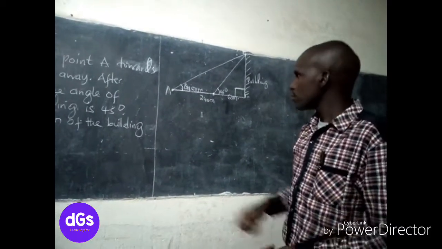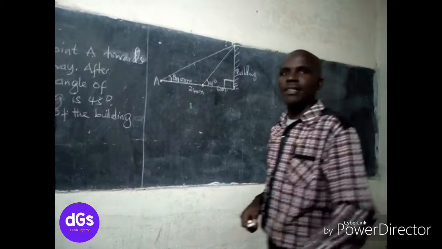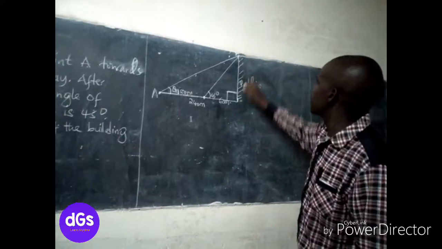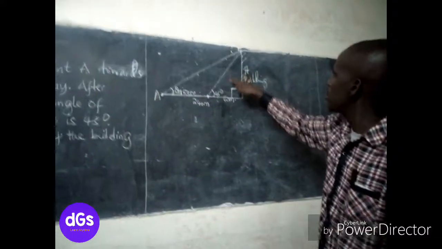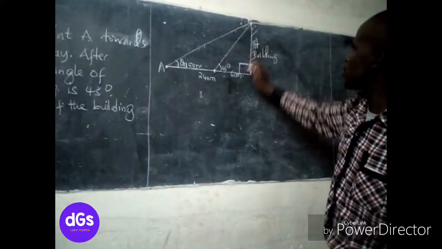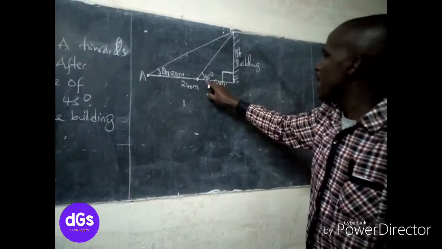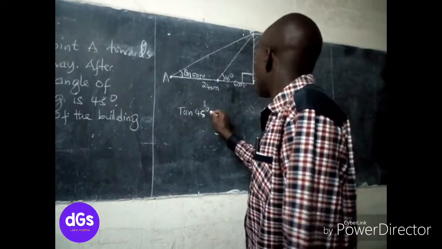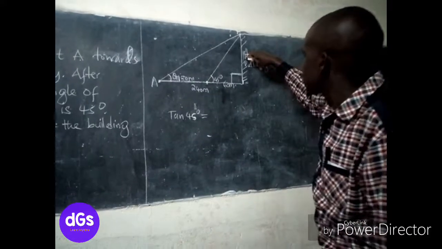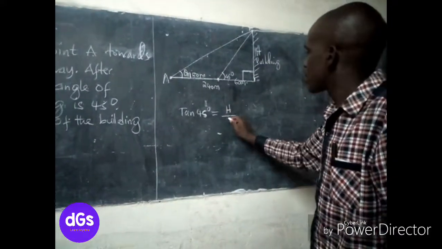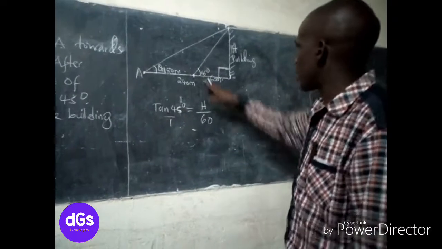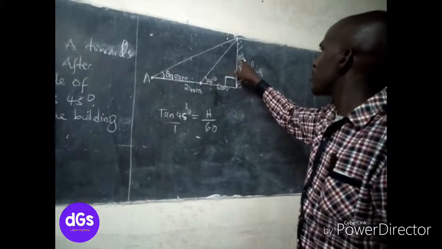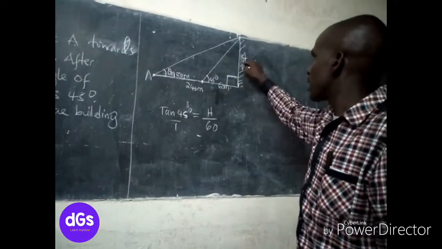Having this one as theta, we now take the height of this building to be h. Now using SOHCAHTOA, tan 45 degrees shall be equal to h over 60. Yes, tan 45 is h over 60. SOHCAHTOA: tan is opposite over adjacent. Alright, so we can get our h.